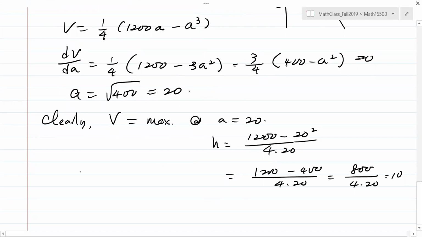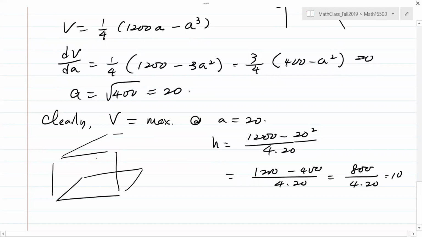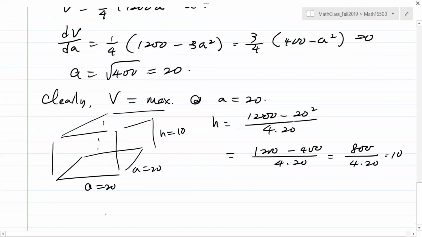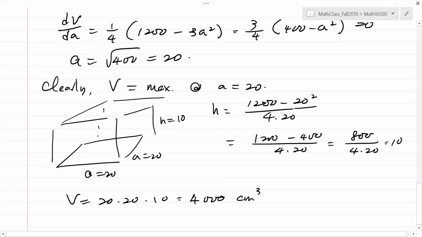Okay, so you get a picture here. A equals 20, H is going to be 10. So the largest possible volume you're going to get is going to be 20 times 20 times 10, which is 4,000 cubic centimeters. Yeah, 4,000 cubic centimeters. All right, so let's go back to the problem again.